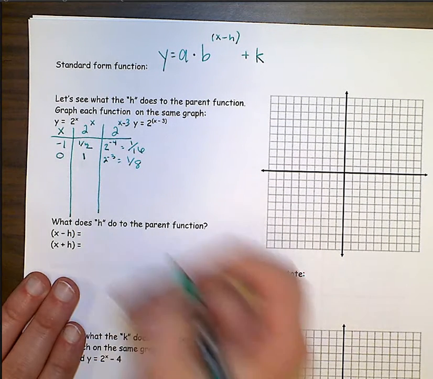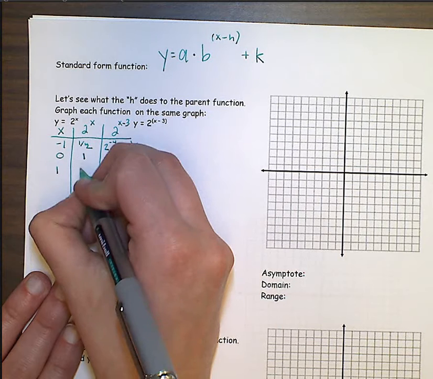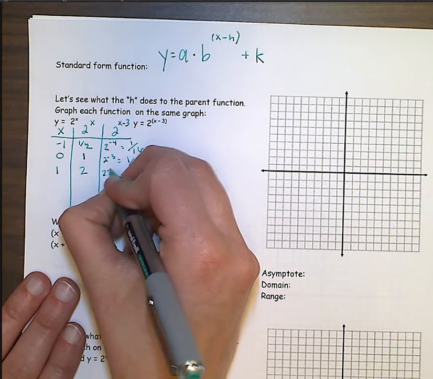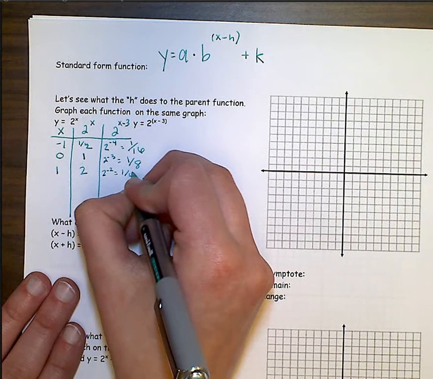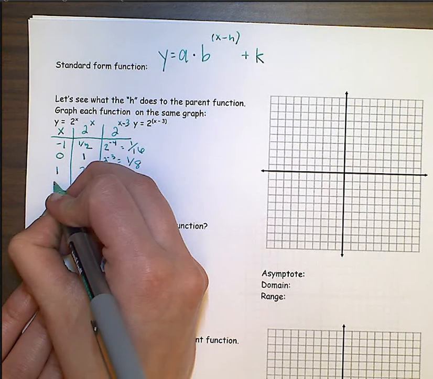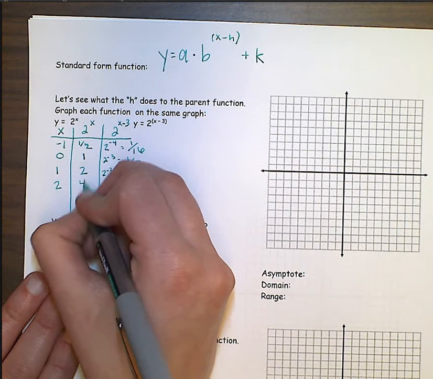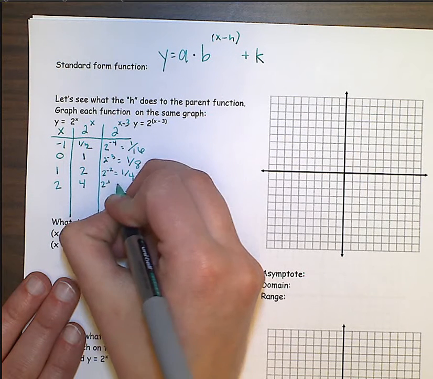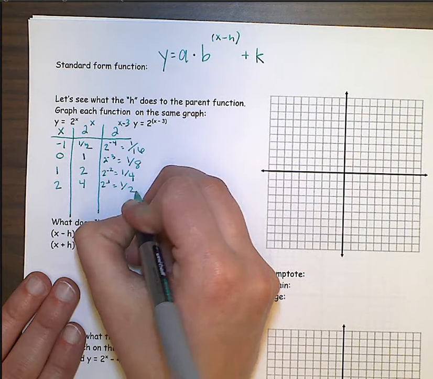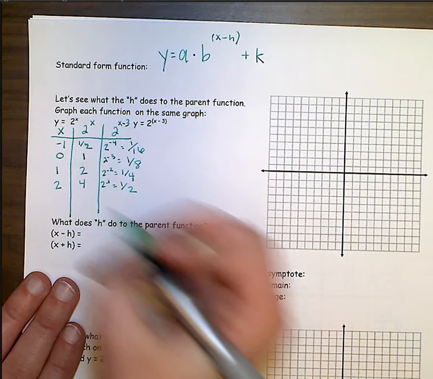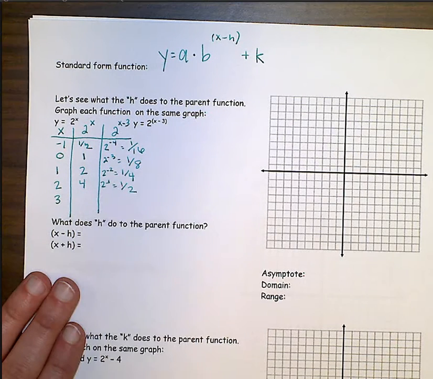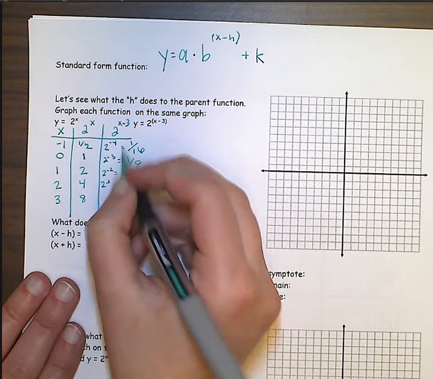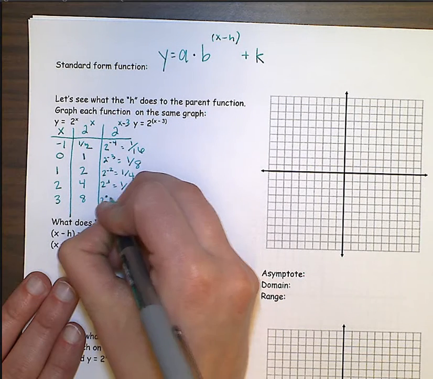Keep going. Let's plug in 1. 2 to the 1 is 2. 2 to the 1 minus 3, that's 2 to the -2, is 1/4. If I plug in 2, I get 2 squared is 4. 2 to the 2 minus 3, which is 2 to the -1, would be 1/2. Let's try plugging in 3. I get 2 to the 3rd power is 8. 2 to the 3 minus 3 is 2 to the 0, which is 1.